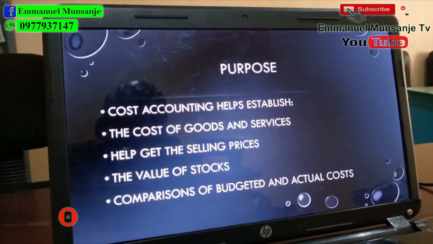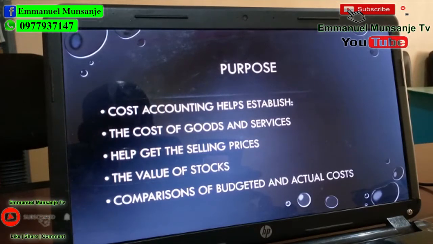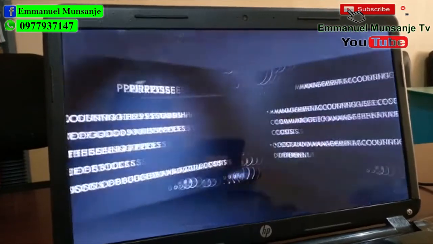And the other thing that cost accounting will do is that it is going to help you make comparisons between what you plan or what you budget to spend and what you actually spend. The difference is called variance.